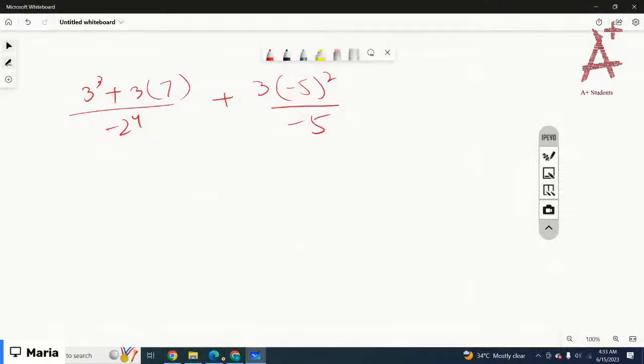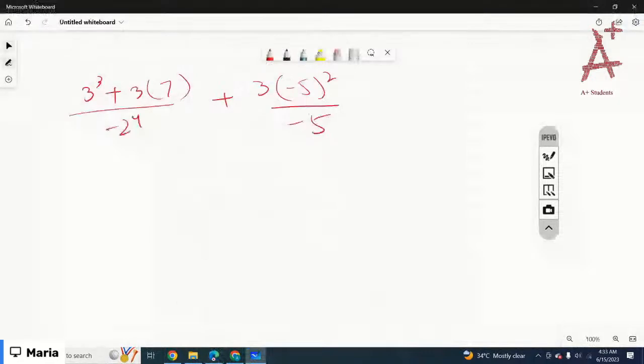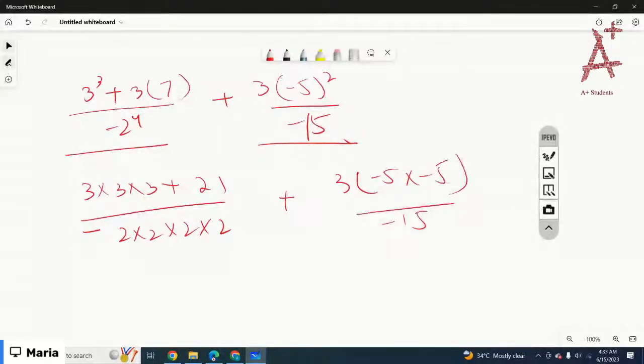15 or 5? Hold on, 15. Okay, let's solve them separately first, this part and this part. Then we'll add. So 3 exponent 3 means you have to do 3 times 3 times 3, and 3 times 7 makes 21. Then negative 2 exponent 4, it would be 2 times 2 times 2 times 2. And on this side you have to do 3 times negative 5 times negative 5 divided by negative 15. So 3 times 3 is 9, 9 times 3 is 27, plus 21, divided by 2 times 2 is 4, 4 times 2 is 8 and 8 times 2 is 16.